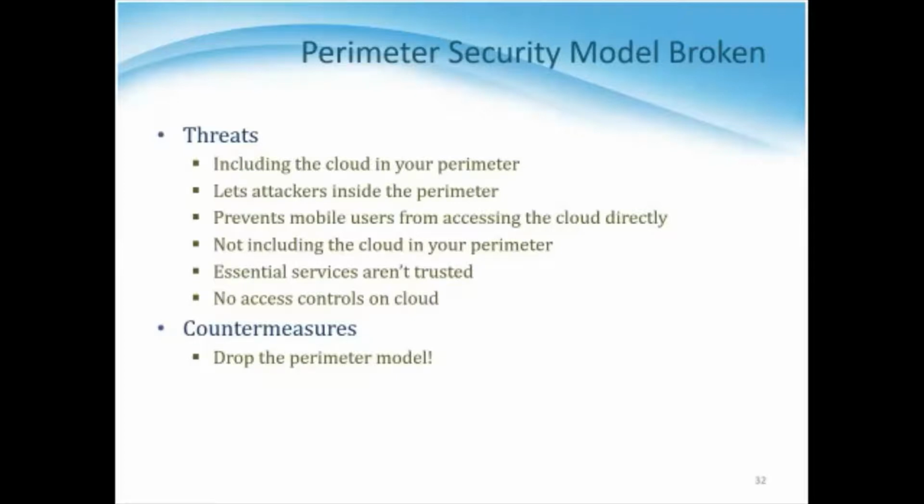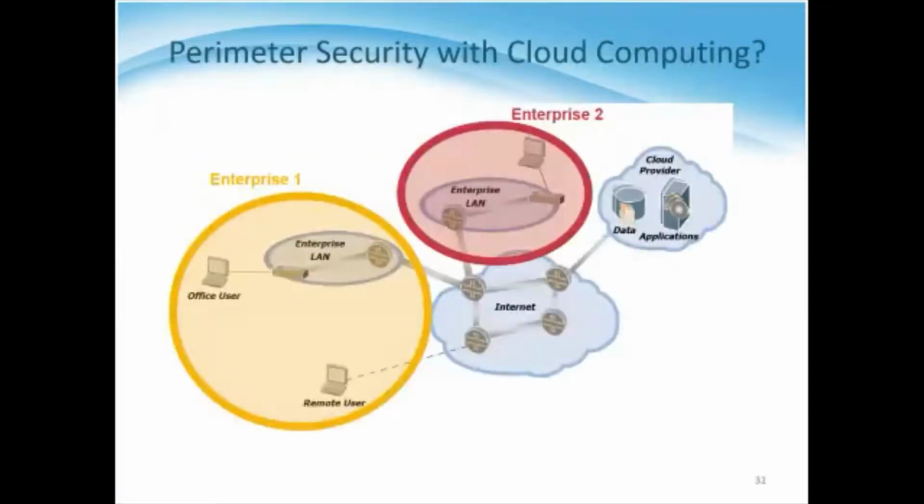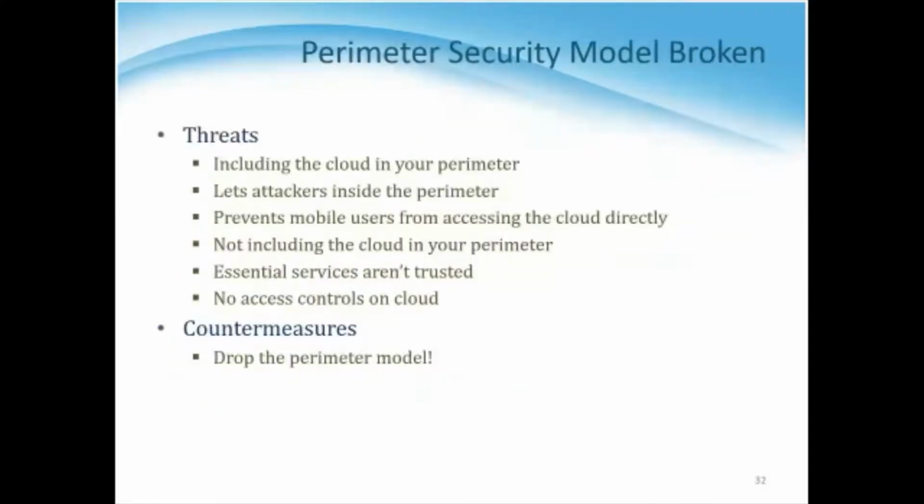If you have the perimeter with cloud, and this perimeter security does not include the cloud in your perimeter, then when you go for the perimeter security model with cloud, the security model will not be applicable. Why? Because we are using somebody else's data center. I'm not using my data center. I'm going to use somebody's Amazon or Google or Microsoft server. That means they know everything. That is another threat.